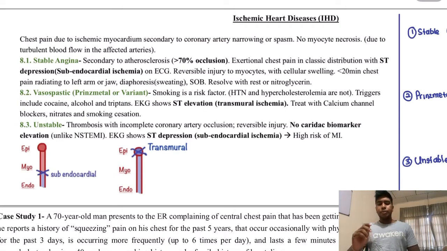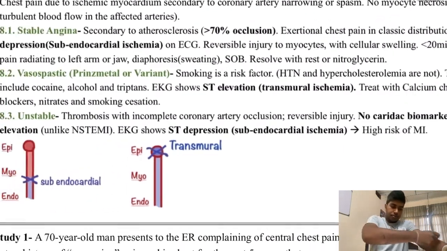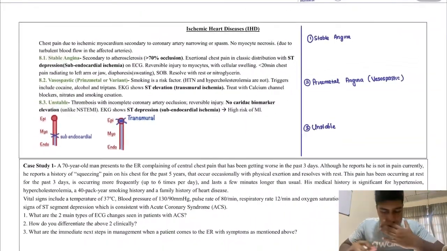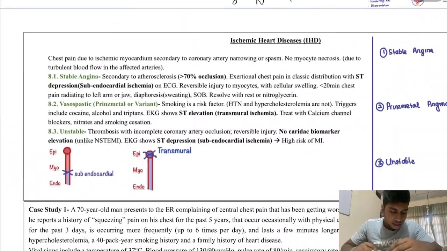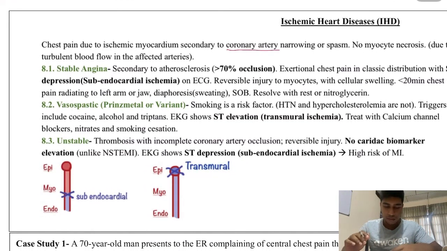So how does a patient present to the hospital? Usually, the patient presents with chest pain, which is radiating to the left arm. We need to understand how this happens. First, this pain is called angina.